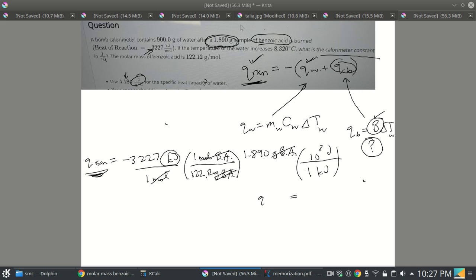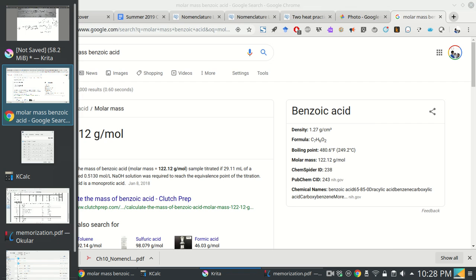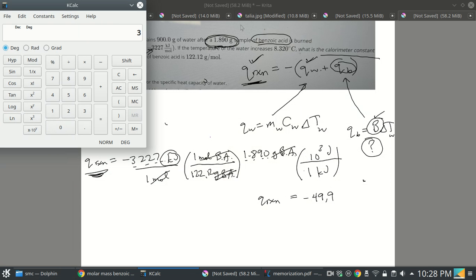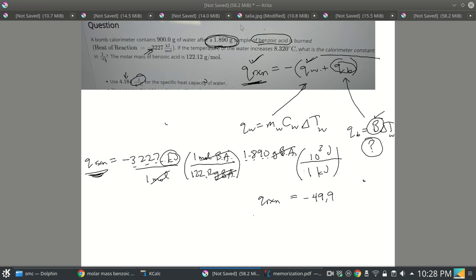All right. So the Q of the reaction is going to end up equaling this times this times this divided by that. I think that ends up being negative 49,900 something. This is a 4 significant figure problem, so I'm going to need another significant figure. This is 3227 times 1.89 times 1,000 divided by 122.12. That's 49,940. So that's joules, right?